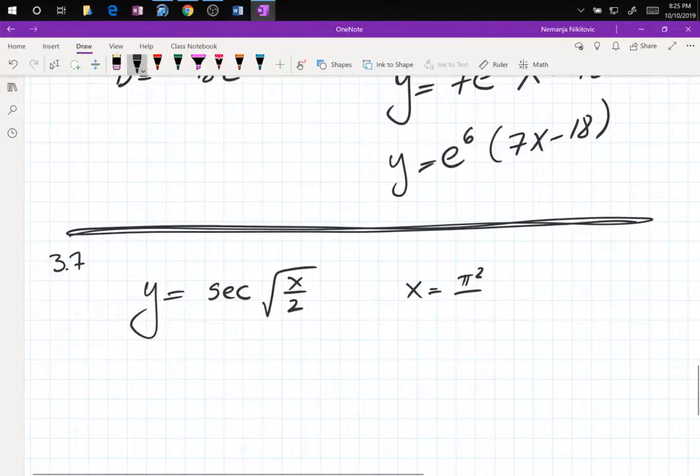All right, so x is 4 pi squared over 9. Beautiful.